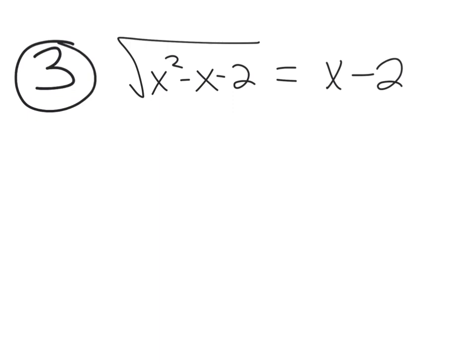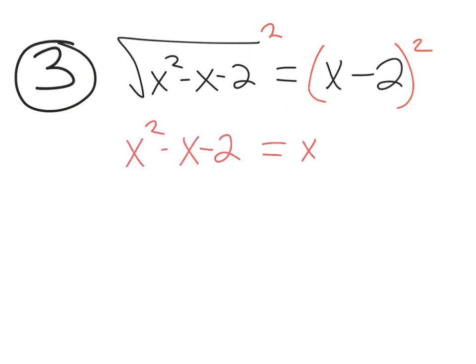Okay, last example problem. Let's try and get rid of this radical by squaring. And again, if we square on the right side, we're going to have to FOIL. So on the left, we just get x squared minus x minus 2. On the right, we're going to get x minus 2 times x minus 2.